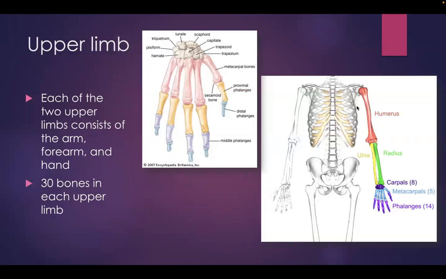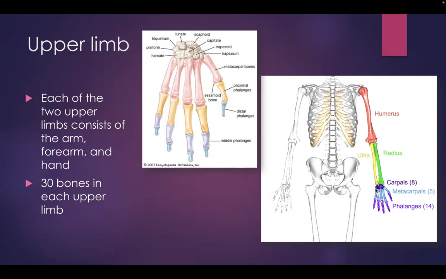For the upper limb, each of the 2 upper limbs consists of the arm, the forearm, and the hand. So there's 30 bones in each upper limb. So let's look. Humerus, the radius, and the ulna. So the radius is on the thumb side. See how this is positioned in anatomical position? So anatomical position, remember facing forward, palms forward. So the radius is going to be on the lateral side of the arm, and the ulna is on the medial side of the arm.